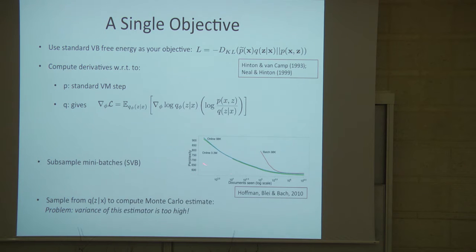And there is this nice work by these authors where they applied mini-batch sampling, or mini-batch updates, to variational algorithms, and we will be building on this. It's called stochastic variational Bayes. It's not very difficult. You just subsample some of the data and stick it in here, and it becomes a stochastic update.